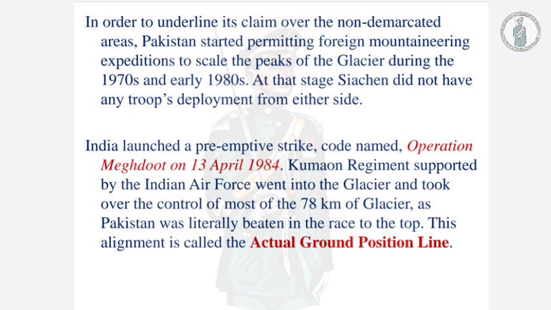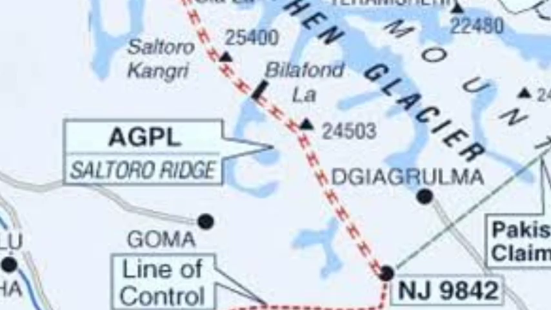But it was on 13th of April in 1984 when the Indian Army launched a preemptive strike by launching Operation Meghdut, where the Kumaon Regiment was supported by the Indian Air Force, which went into the glacier and took almost complete control of the 78 km of the glacier. Now, the Indian Army is occupying the topmost positions at Siachen Glacier, and Pakistan was beaten in the race to the top. This alignment is called AGPL, that is Actual Ground Position Line.